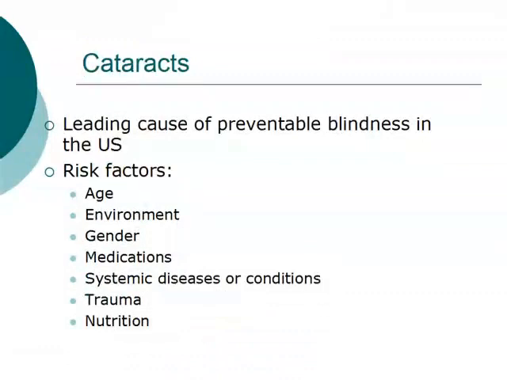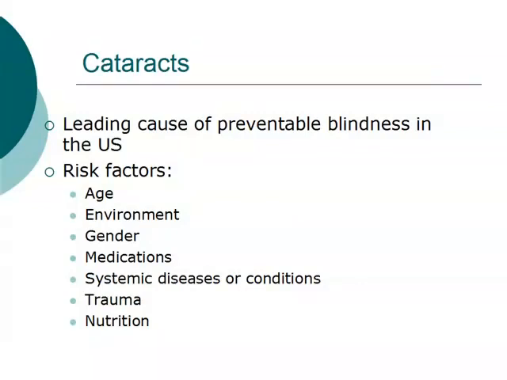The next eye disorder that we're going to talk about is cataracts. They are the leading cause of preventable blindness in the United States. Risk factors are listed there. Advanced age: for patients between 50 and 80 years old, about 1 out of every 6 patients will have a cataract, and for those over 80 years old, about 85% of patients have cataracts.